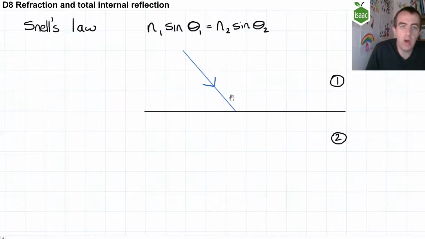This is medium 1 and this is medium 2. The refractive index of medium 1 is n1 and the refractive index of medium 2 is n2. The blue arrow here indicates the direction of a wave which is incident on the boundary between medium 1 and medium 2. This can be any sort of wave, but it's handy and convenient to use light waves as our model. The arrow is a ray which indicates the direction of the wave.